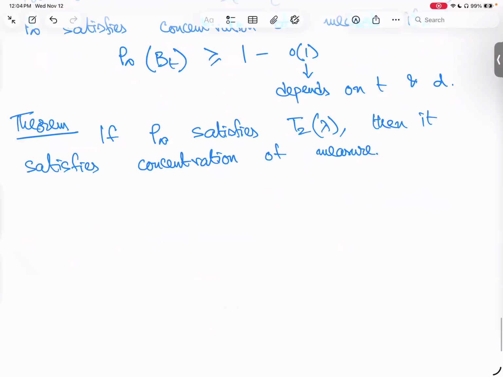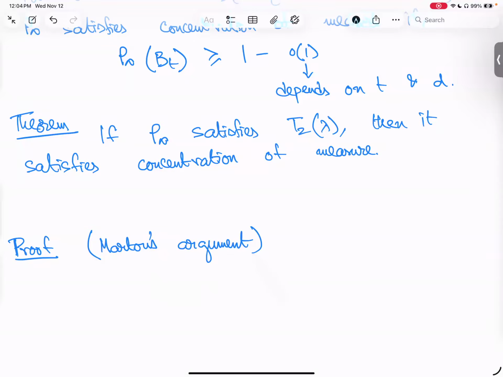This argument, which is due to Marton, is based on optimal transport. This is actually now called Marton's argument. It's a beautiful argument, makes use of optimal transport, so it's a good exercise to see how you can use optimal transport. All right, okay. So I'm going to use Marton's argument.